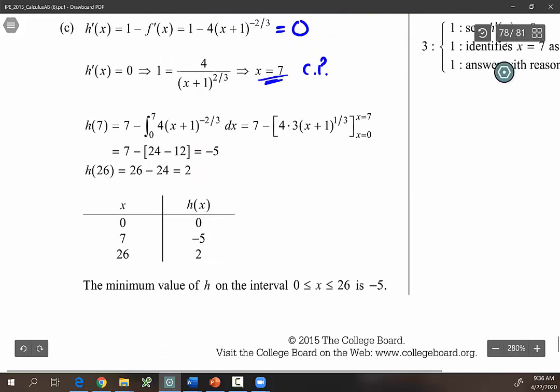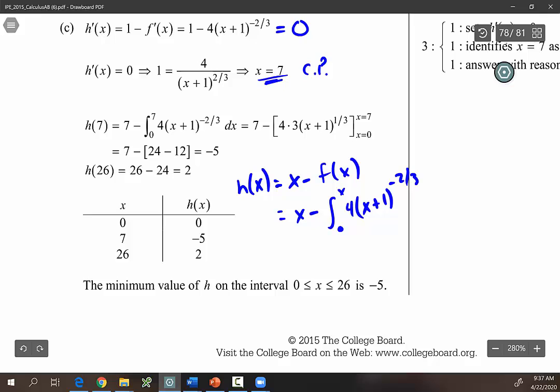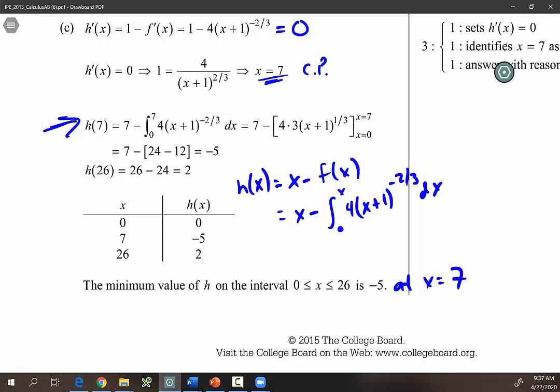Then we're going to make a table with 0, 7, and 26, and plug these back into h. h of x was x minus f of x, which becomes x minus the integral from 0 to x. When we plug these in, plugging in the 0 is just 0, because it's 0 minus the integral from 0 to 0. Plugging in the 7 they did up here, 7 minus the integral from 0 to 7, and again, I would just type that in your calculator. You get negative 5. For 26, you get 2. So the minimum is negative 5, and I like to always add on at x equals 7. So that was just a quick one I wanted to go through. I don't think it's going to be asked that way, but it's still good to review these.